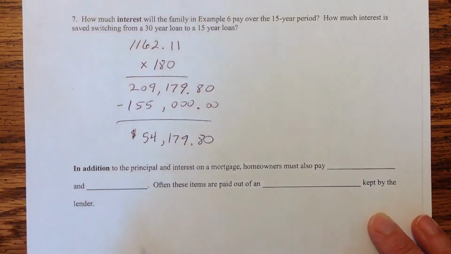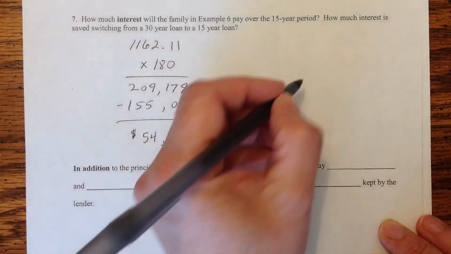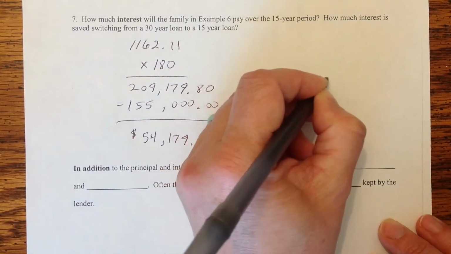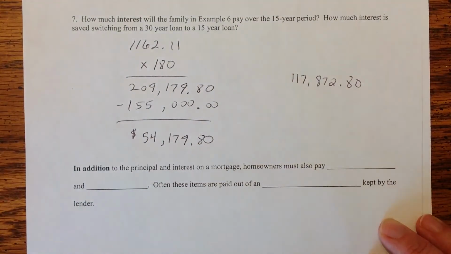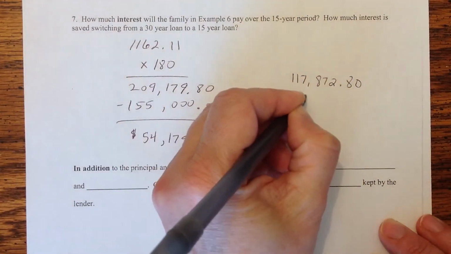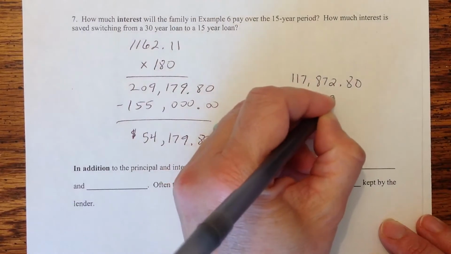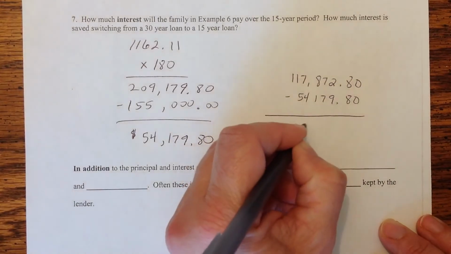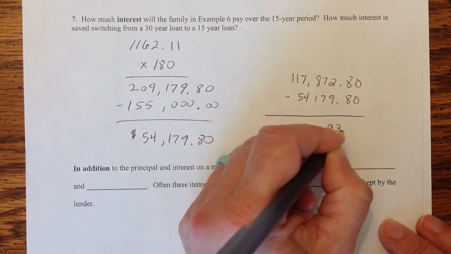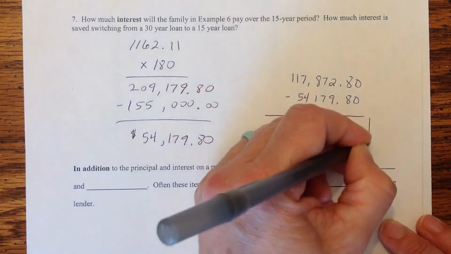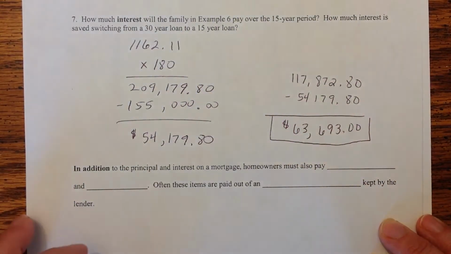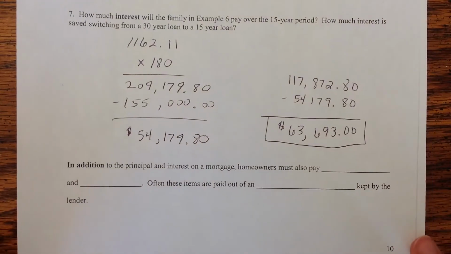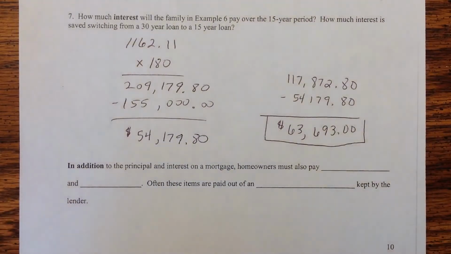Now it asks you how much interest is saved switching from a 30-year loan to a 15-year loan. So the interest we found for the 30-year loan was $117,872.80. We are going to subtract the interest we would pay if we had the 15-year loan, and we find that we save $63,693. So quite a bit is saved if you're able to switch to a 15-year loan over a 30-year loan. You could also, 15 and 30 are the standards. You could do a 20-year loan, right? You don't have to stick with 15 and 30.